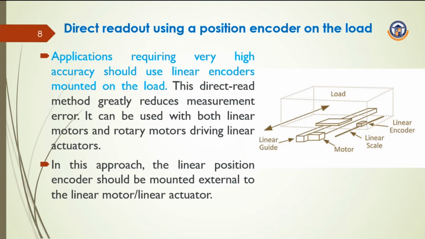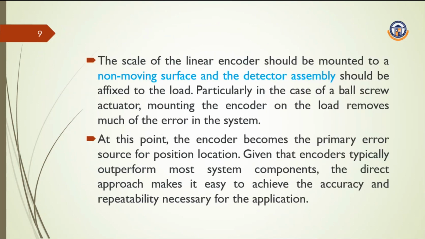In this approach, the linear position encoder should be mounted externally to the linear motor, or it can be connected with the actuator. You can have a look at that image. We have the linear scale and the linear encoder which is mounted on that. The linear encoder will give high accuracy here. The scale of the linear encoder should be mounted to the non-moving surface so that the detector assembly can detect the position of the load, and it can be affixed to any part of the linear scale.